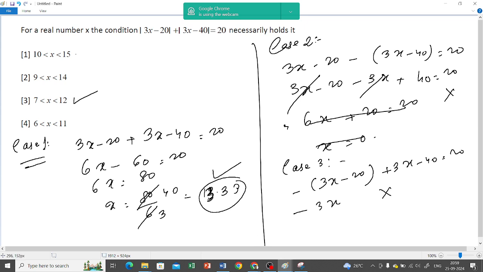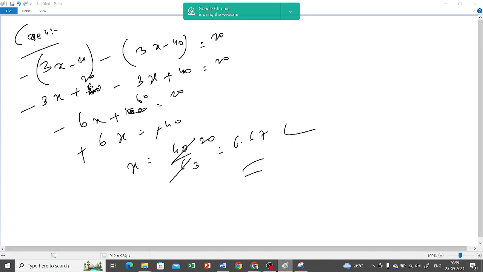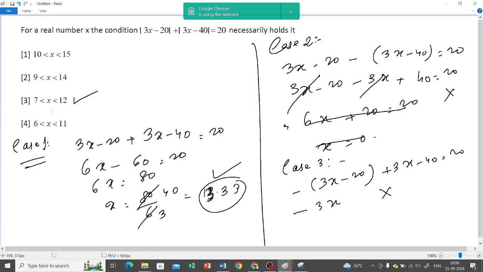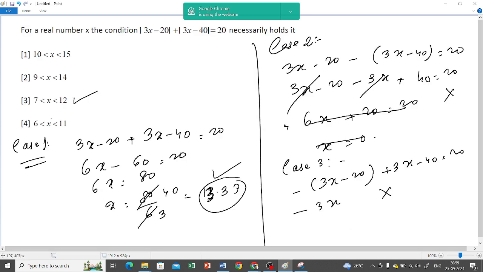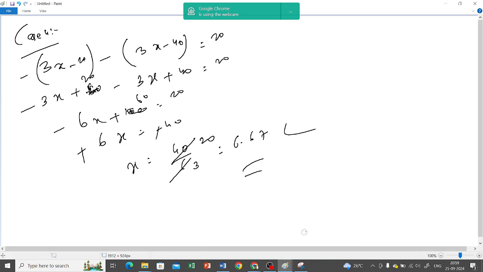Here you see x is 6.67. If I say x is greater than 7, so that means for whatever values of x comes greater than 6.67, that will fall within this range. I have got x is 13.33. If I say x is less than 13.33, whatever the values of x will be there, that will fall in this range. Did you understand? So this is the option which actually circumvents both of my answers.